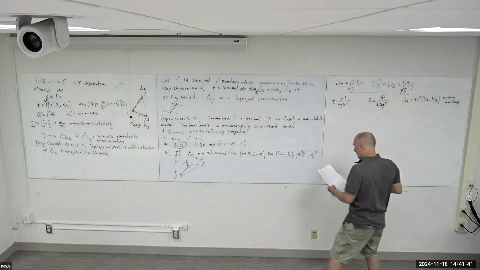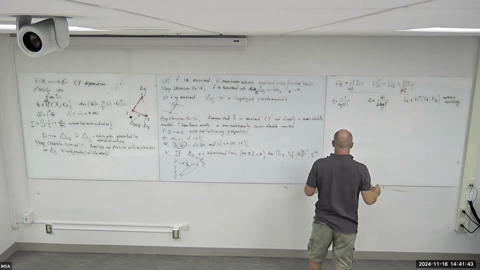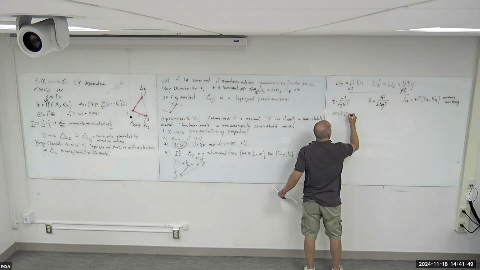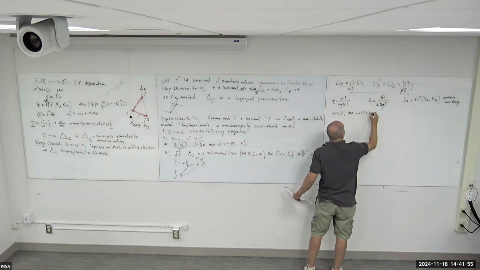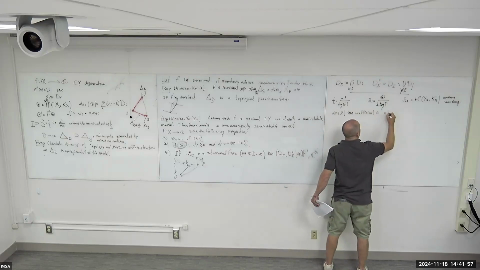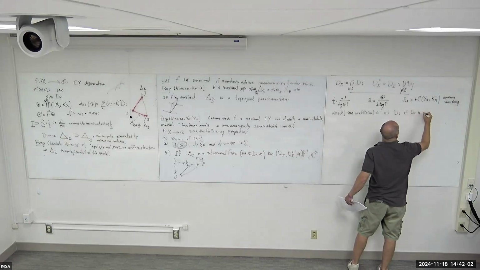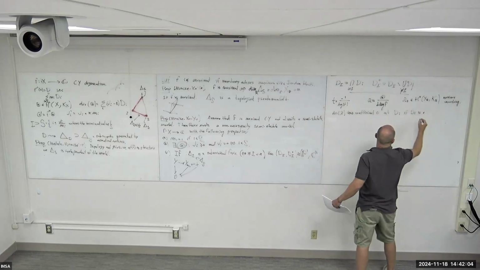Okay, so we start with this Calabi-Yau form, and the divisor of omega has coefficient nu_i on D_i. Yeah, essential.